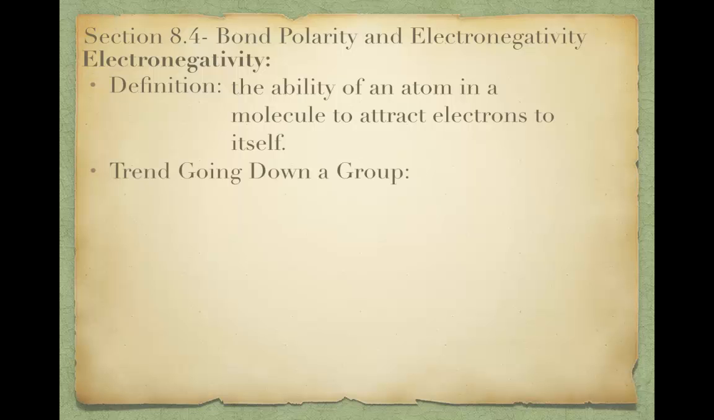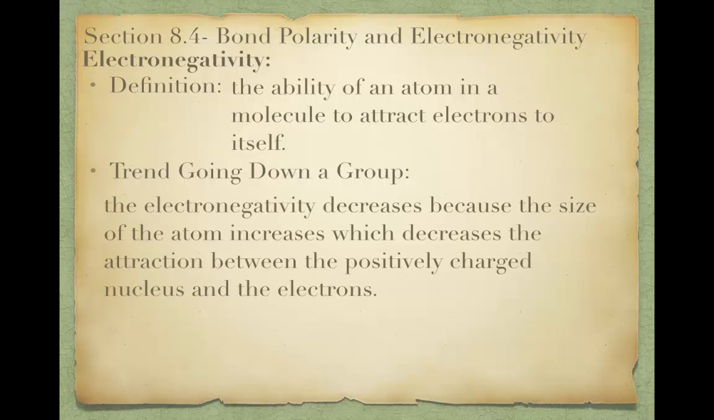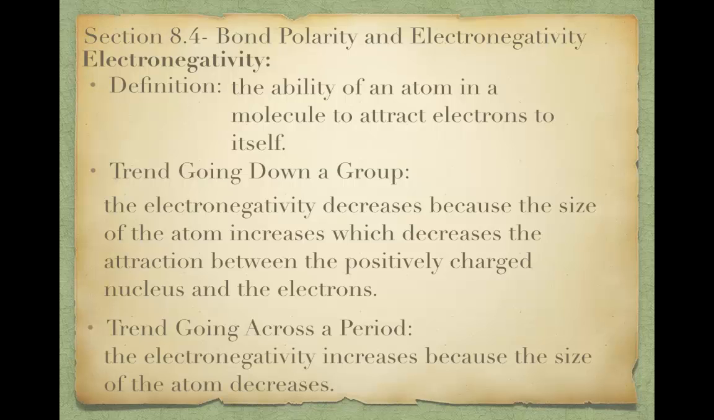Now, for trends, as you move down a group, the electronegativity decreases, because the size of the atom increases. As an atom's size increases, its attraction for the electrons decreases as well. Now for the trend going across a period, keep in mind that as you move across a period, your atomic size decreases, which means that the electronegativity increases because the size of your atom is decreasing.